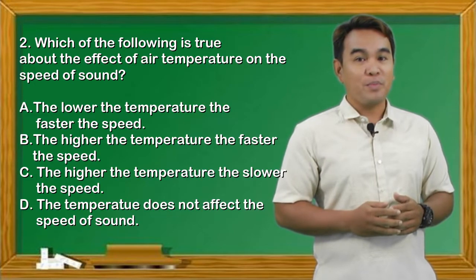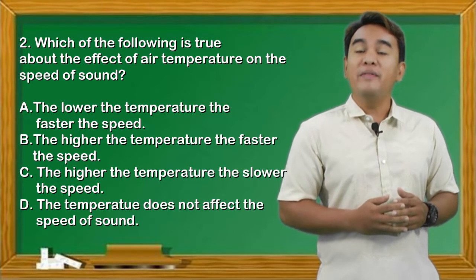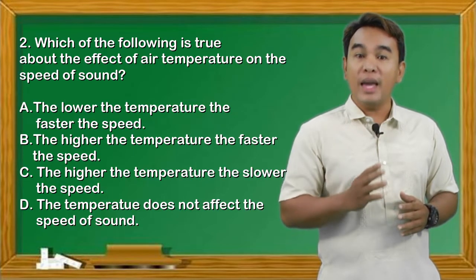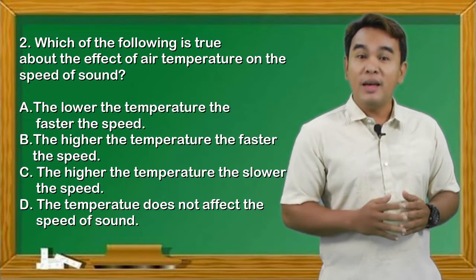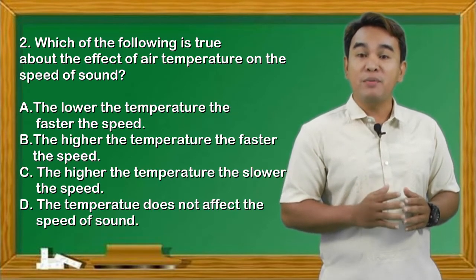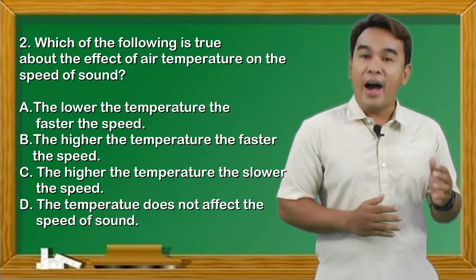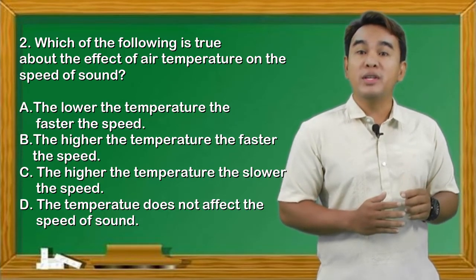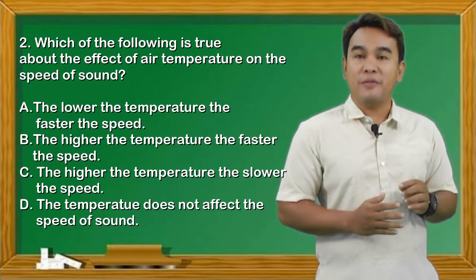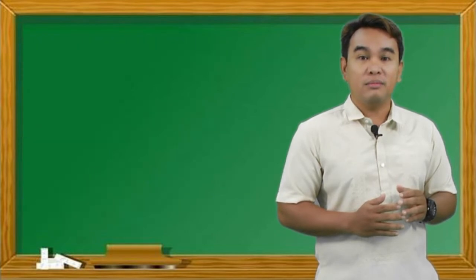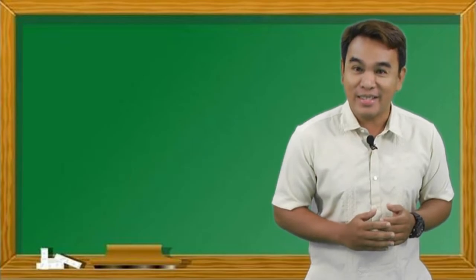Number 2. Which of the following is true about the effect of air temperature on the speed of sound? A. The lower the temperature, the faster the speed. B. The higher the temperature, the faster the speed. Letter C. The higher the temperature, the slower the speed. Or letter D. The temperature does not affect the speed of sound. If your answer is letter B, then you are correct.